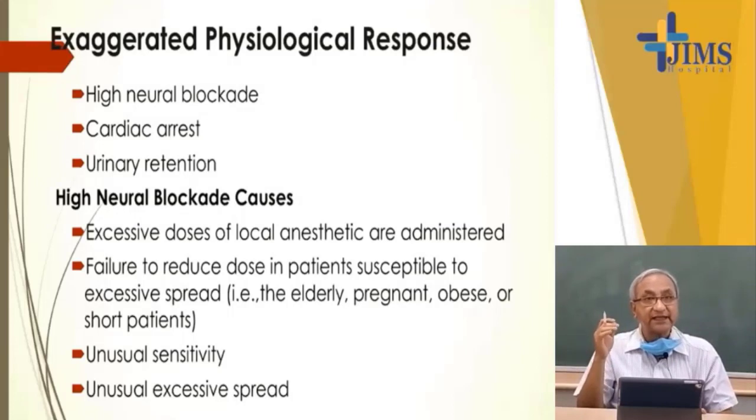What are the exaggerated physiological responses? There can be high neural blockade, cardiac arrest in worst cases, and of course we had discussed urinary retention. High neural blockade is caused by excessive dose of local anesthetic, or failure to judge the patient. If the patient is elderly, pregnant or obese, the dose should be calculated accordingly. Or if the patient is unusually sensitive, or the spread is excessive because of some anatomical abnormality in the spine.